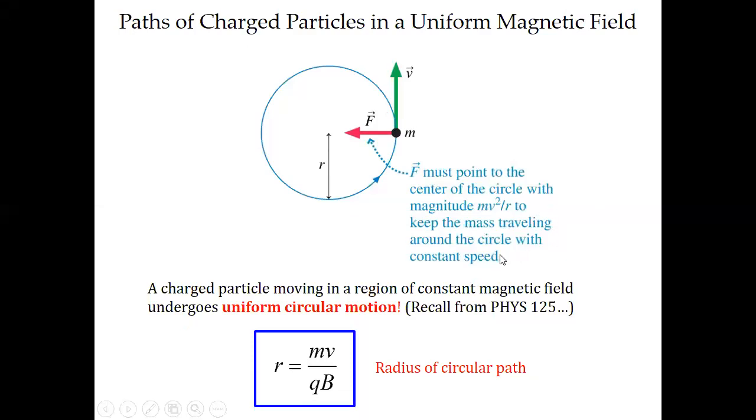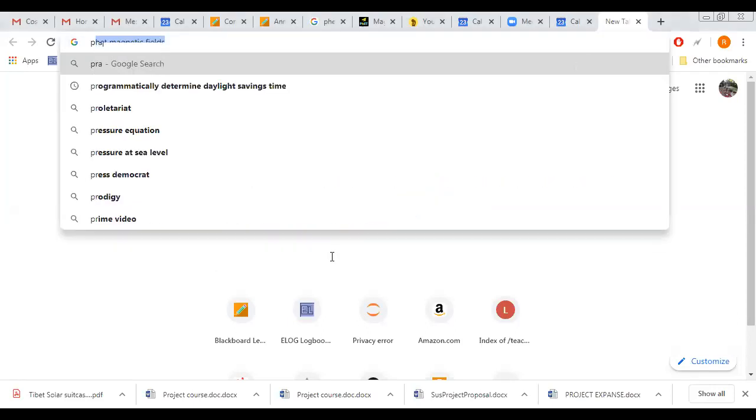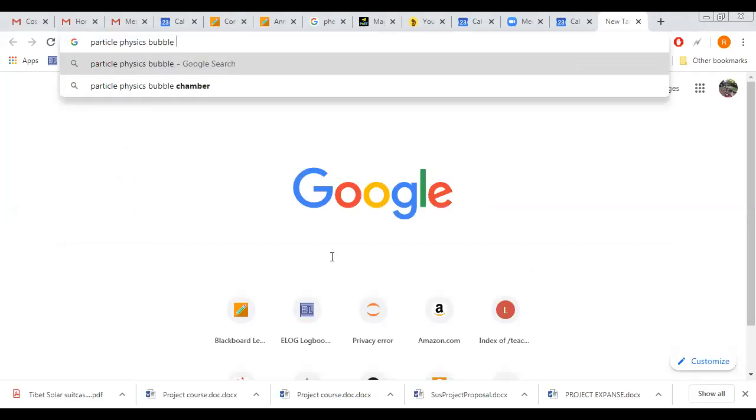It turns out that particle physicists actually use this piece of information to look at the tracks of particles. And you know what, I didn't plan to do this, but maybe I can briefly share with you something that I think is interesting. Let me share my Google here, and I'm just going to search particle physics bubble tracks.